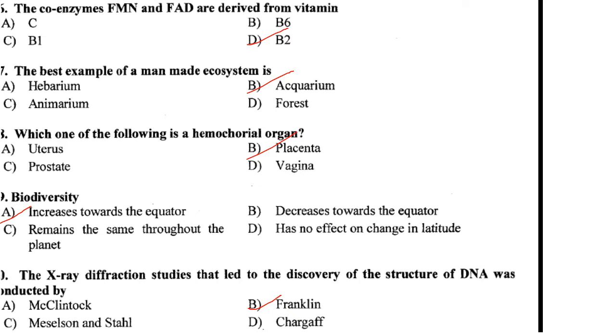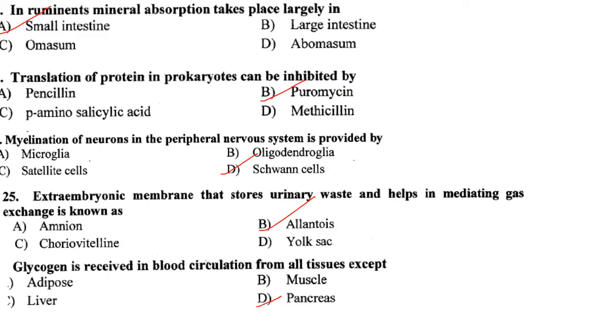Biodiversity increases towards the equator. Answer is option A. The X-ray diffraction studies that led to the discovery of the structure of DNA was conducted by Franklin. So answer is option B. Then in ruminants, mineral absorption takes place largely in the small intestine.